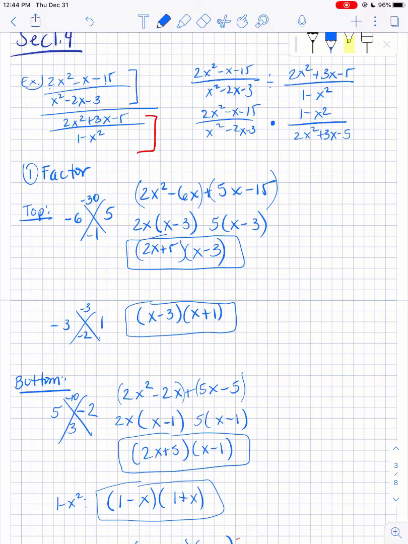So 6 times 5 is 30. And then I want to choose where to put the minus sign in order to get a negative 1. So I did negative 6 plus 5 is negative 1, and also negative 6 times 5 is negative 30. So be careful when you're rewriting it. It's not just x minus 6, x plus 5.